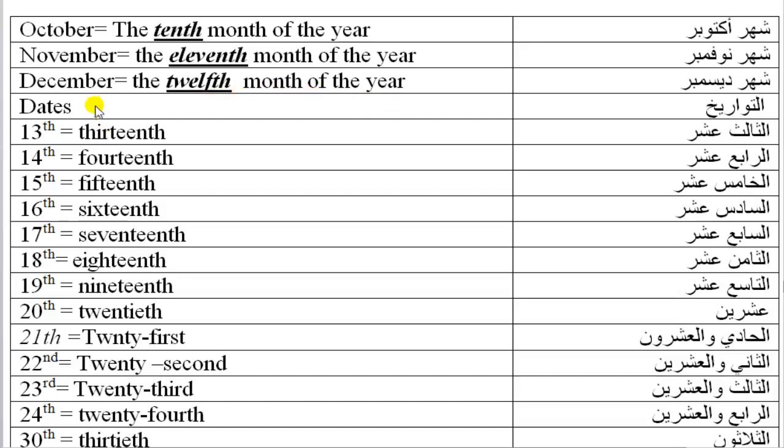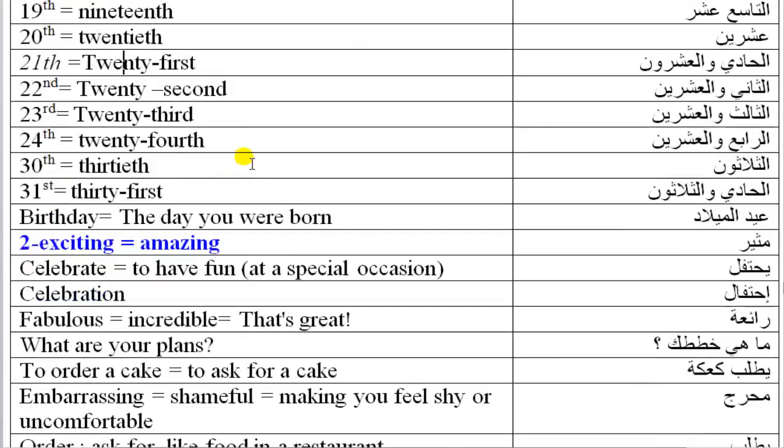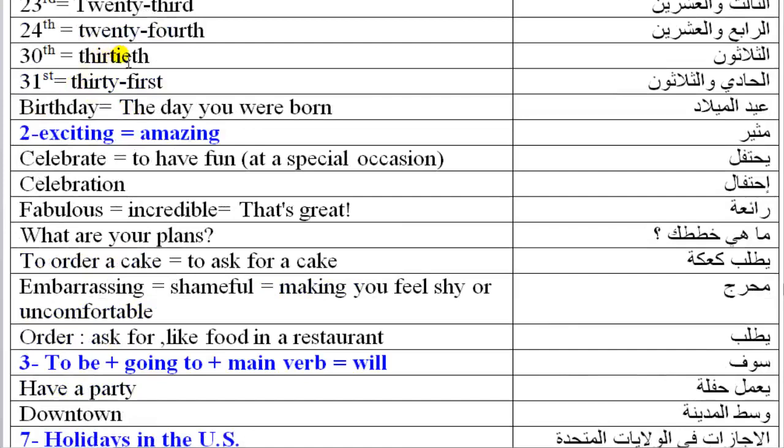Dates. 13th, 14th, 15th, 16th, 17th, 18th, 19th, 20th. In American English, we say 20. 21st, 22nd, 23rd, 24th. 30, 31st. Birthday, the day you were born.